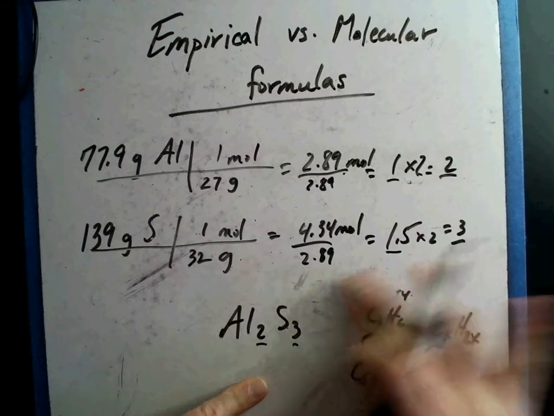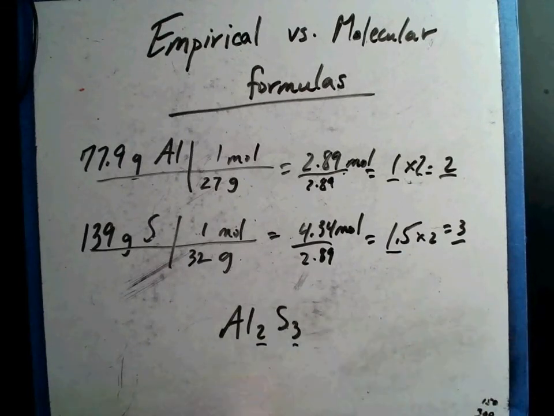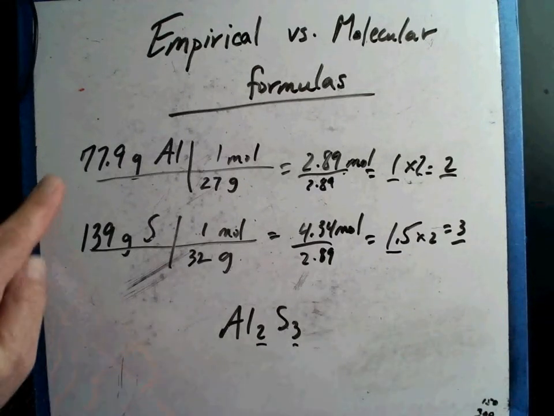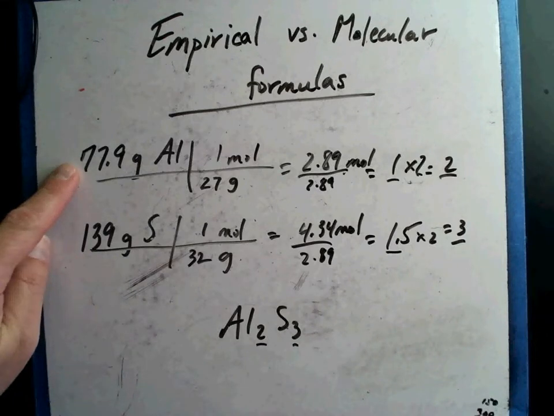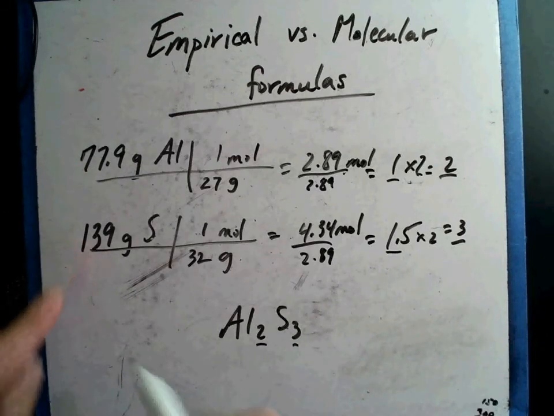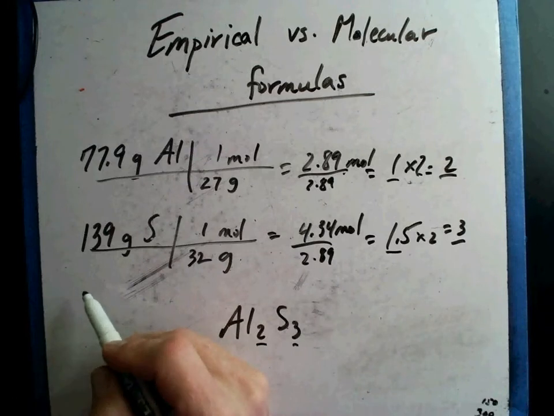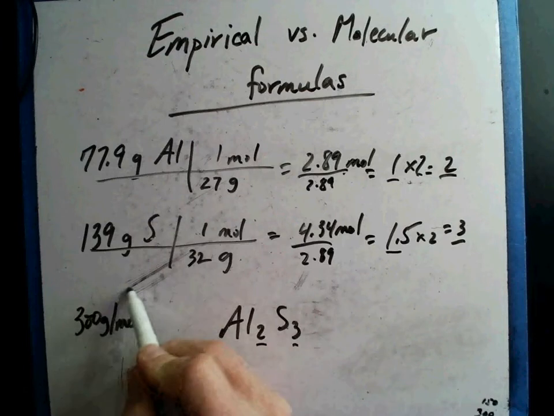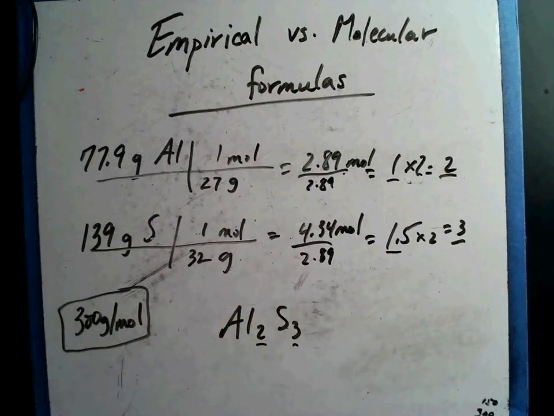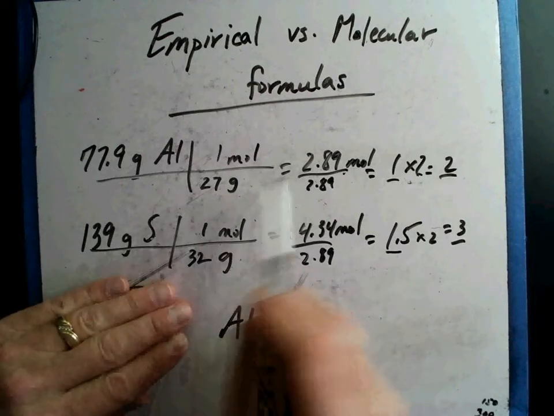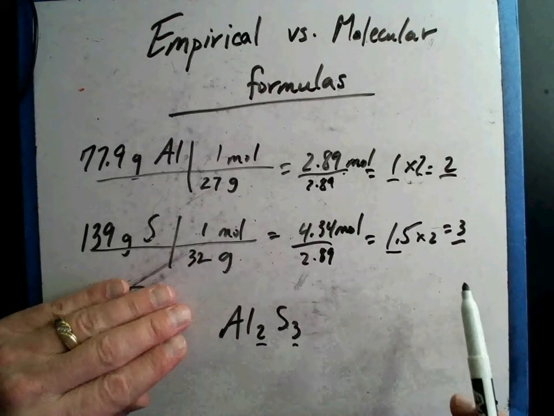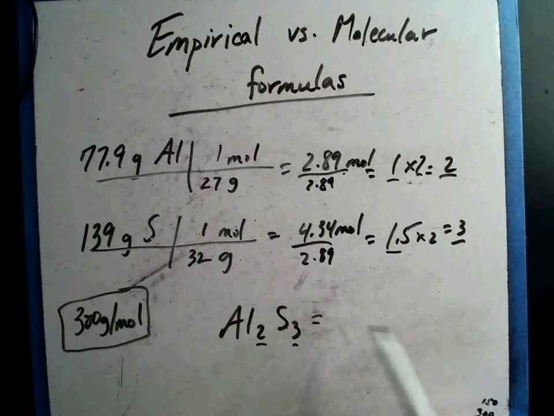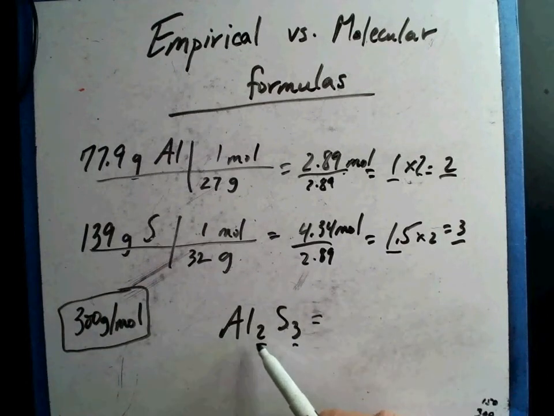Okay, very simply, here's what they do. In a problem, they would tell you something like, okay, you've got 77.9 grams of aluminum, 139 grams of sulfur, and at the lab, they found that it weighs 300 grams per mole. So they know how much the compound weighs. Okay, so anytime you see a weight, you know you're going to do an extra step. So all the math that I've already done here is correct. Now, when I get my empirical formula, all I need to know is how much does my skeleton weigh? Because, see, I can't reduce that.